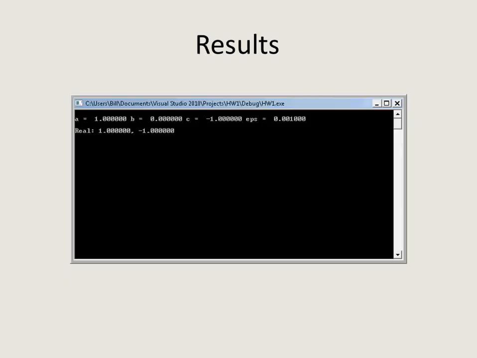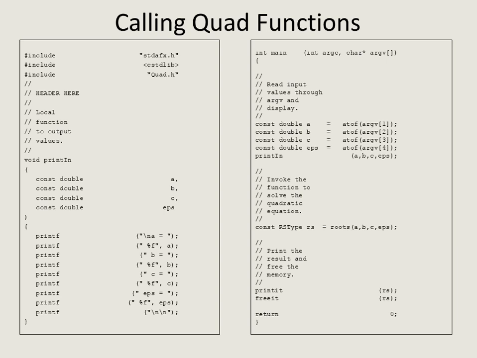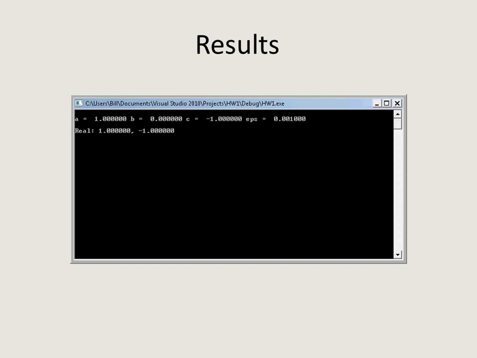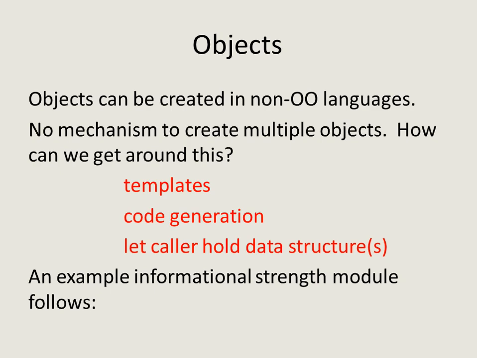Okay, so the best type is functional strength, where the module just does one thing. That's okay. You can look at these in the slides and see the example. So objects can be created in non-object-oriented language. You can use templates. You can create a code generator to do it before you compile the module.